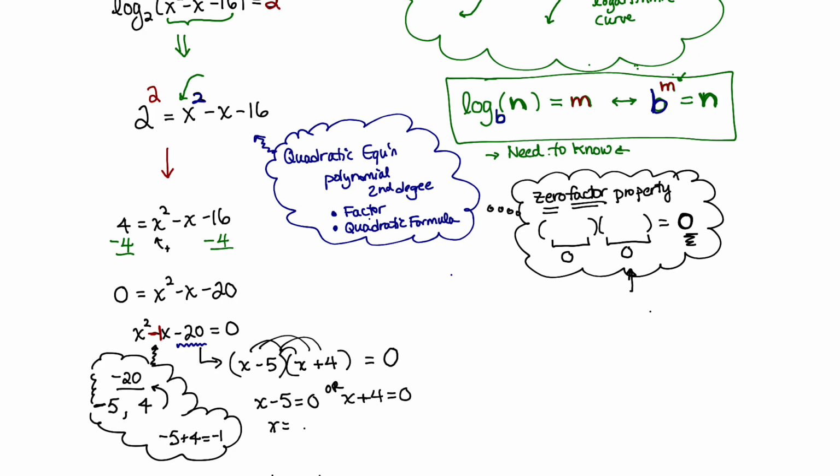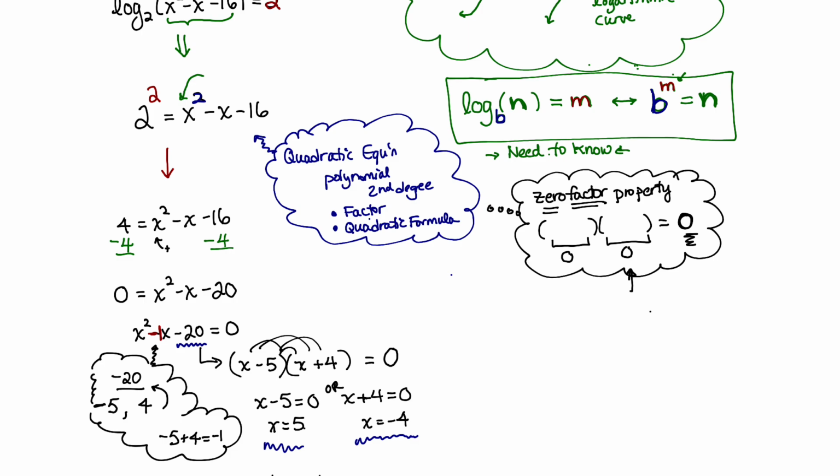And that means that x from the first factor has to be 5, and the value of x that would make the second factor 0 is -4. And so I have two proposed solutions to this logarithmic equation. Alrighty, so the question is, are we done? Like have we finished what we need to do?